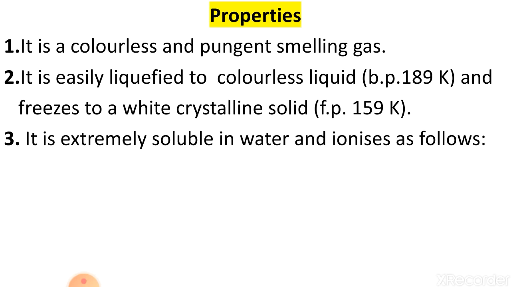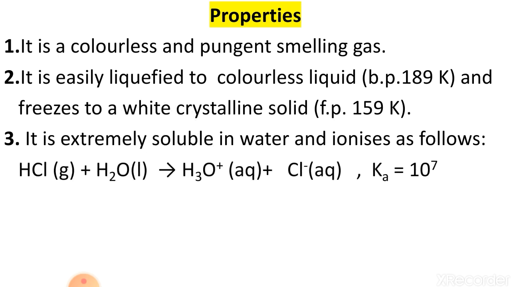HCl is very soluble in water and ionizes as follows. Look at the reaction: HCl in gas form plus water in liquid form will react like this and form hydronium ion, H3O+ aqueous, plus Cl- aqueous. In this way HCl ionizes in water and shows acidic nature. Now look at the value of Ka, the acid dissociation constant, which is 10 to the power 7, a very high value, which indicates that HCl is a strong acid in water.